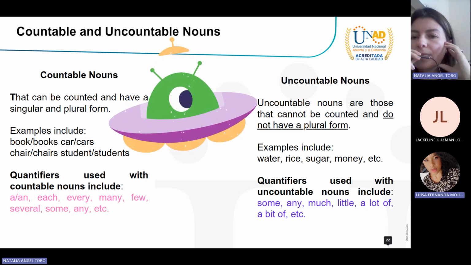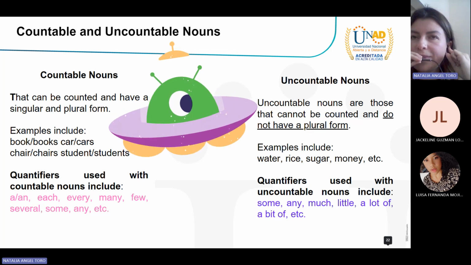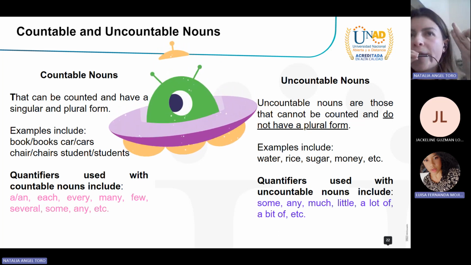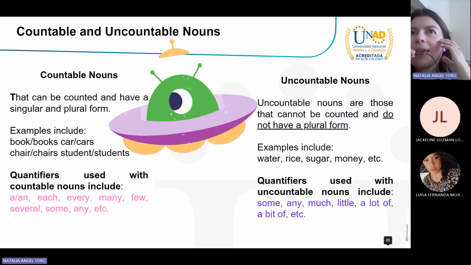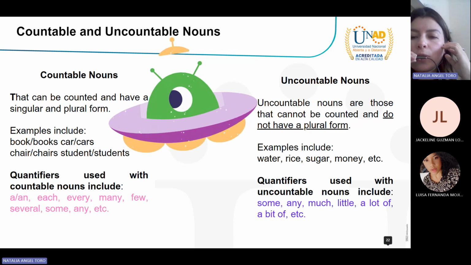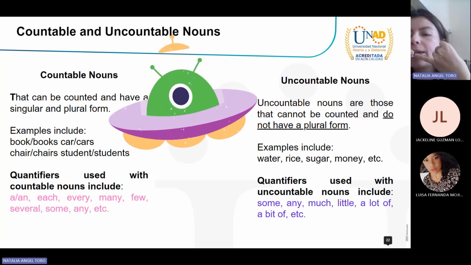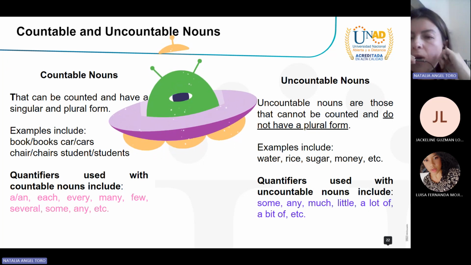Uncountable nouns could be the sand on the beach, the sun, the rain. Yes, for sure. And also all the liquids like water, oil, juice. All the liquids, we can say, are uncountable nouns.